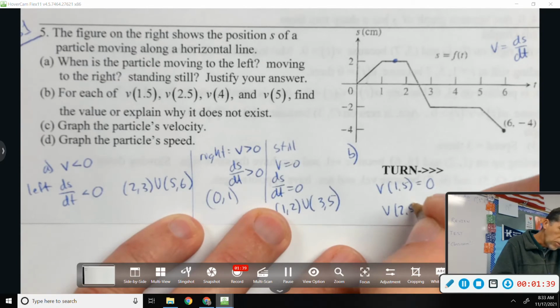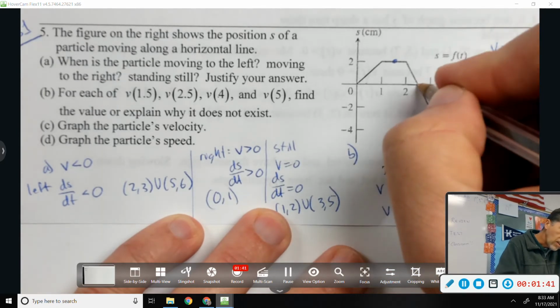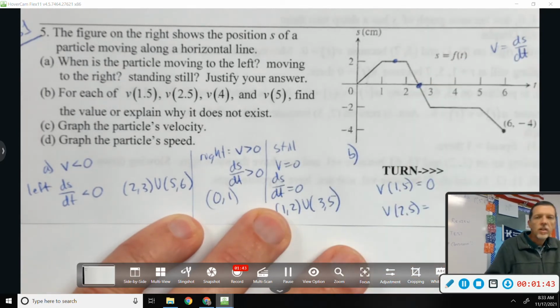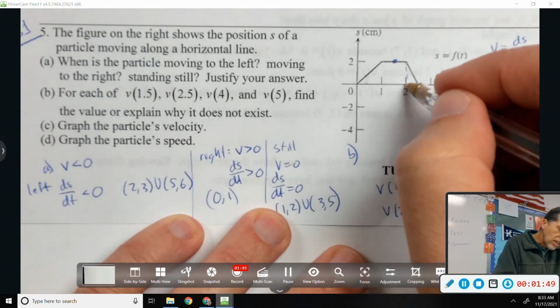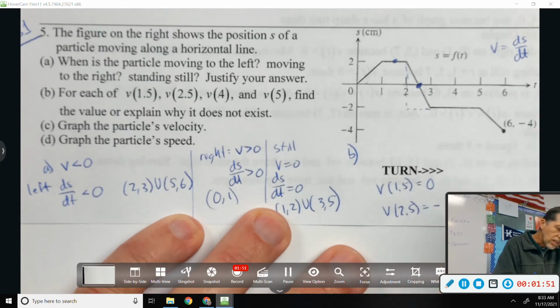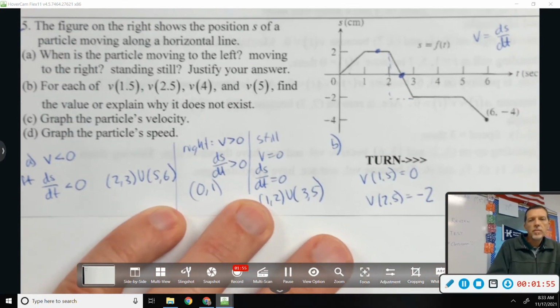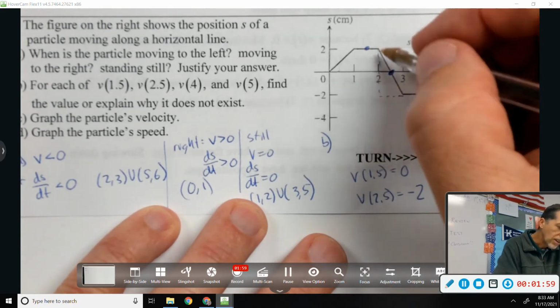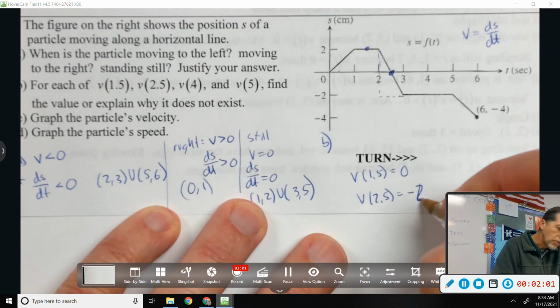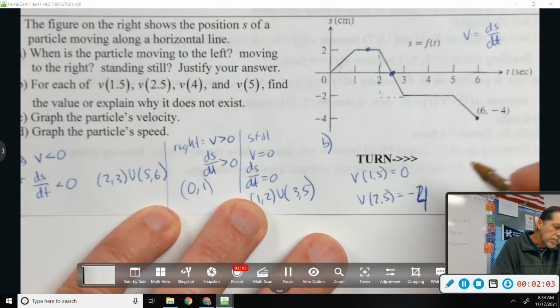V at 2.5. So what's the slope at 2.5? Let's see, negative 2, 2 over 1. Right, because we go down. Oh, I'm sorry. I should have looked at my label. It should be negative 4. Down 4 over 1.